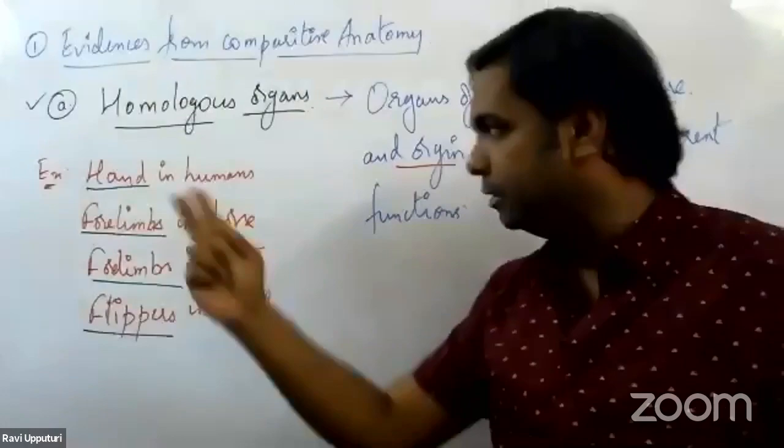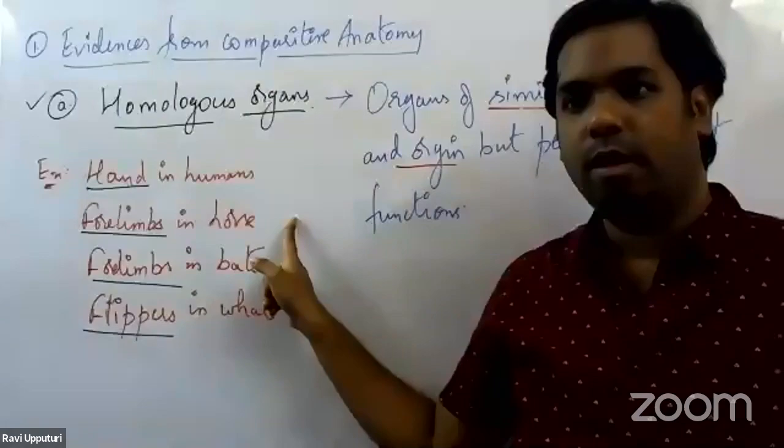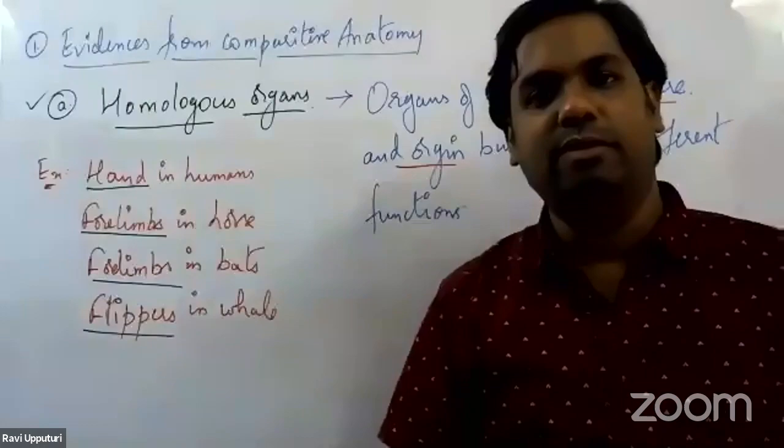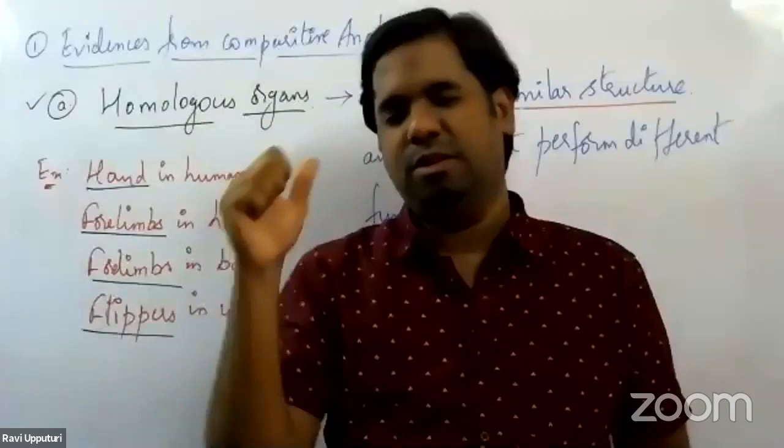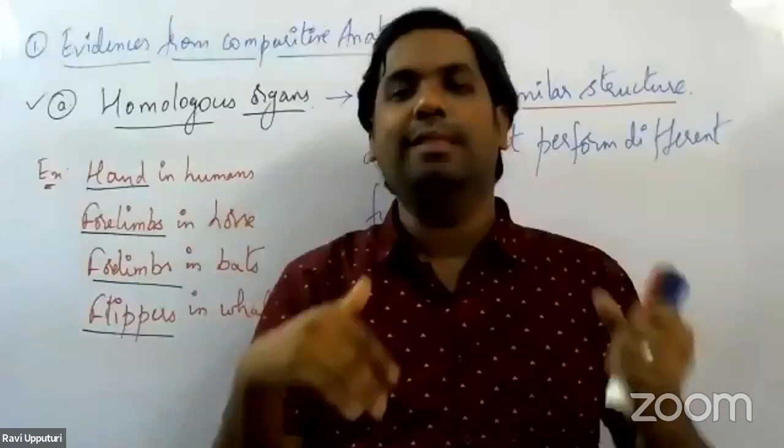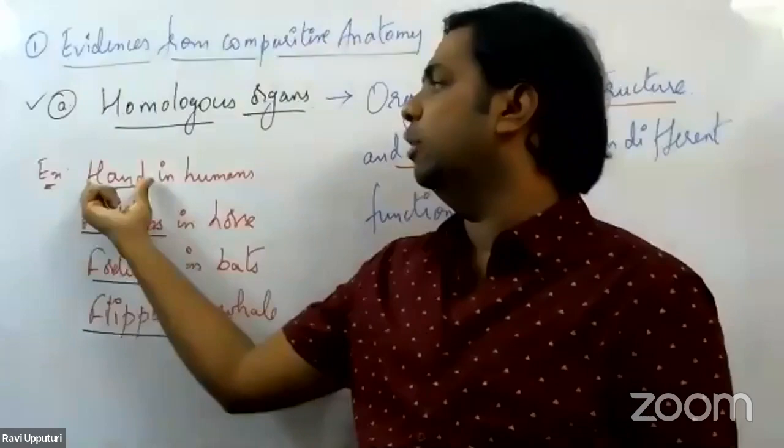Let us take two examples here: hands in humans and four limbs in horses. In both, the skeletal system and structure remain the same, and their origin also is the same. But based on their habitat, their function changes. What is the function of the human hand? To hold things.